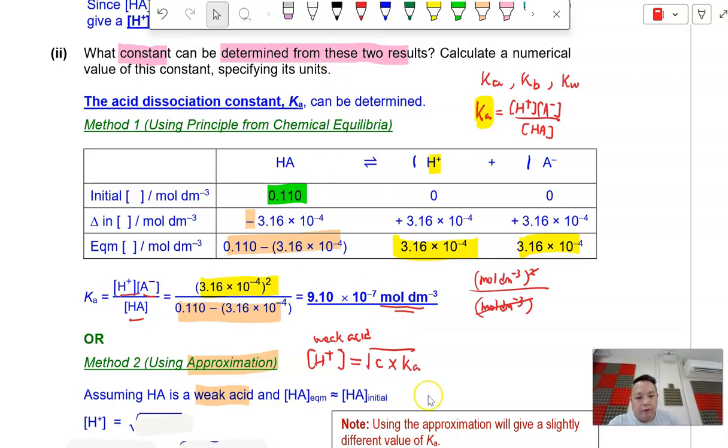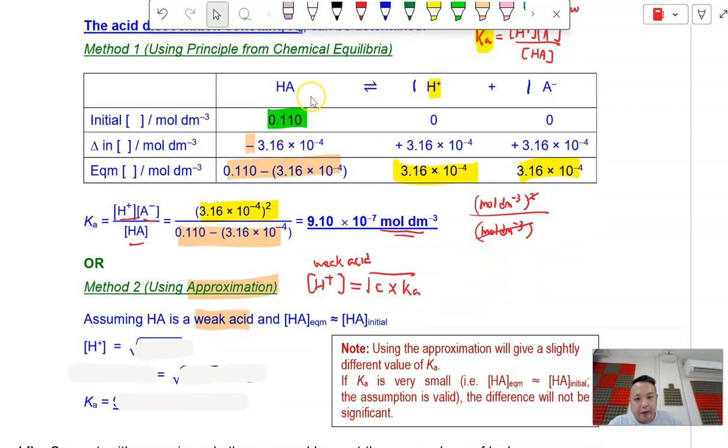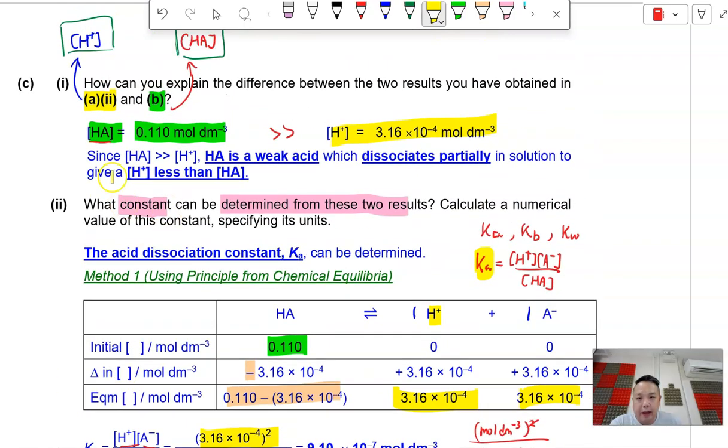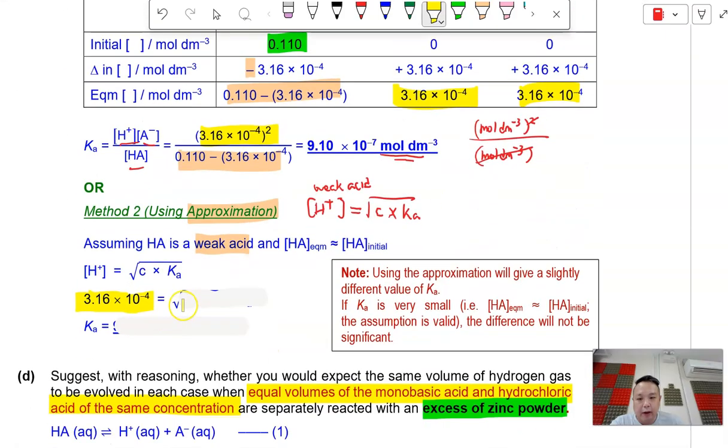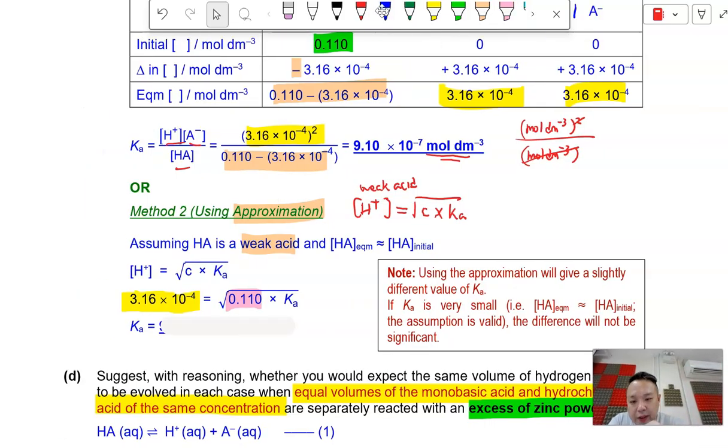So what we want to find is Ka, so we make Ka the subject. In this case, 3.16 times 10 to the power minus 4 is the concentration of H plus. That's what we found early on in A part 2. The concentration C is your concentration of HA, which is 0.110, times Ka.